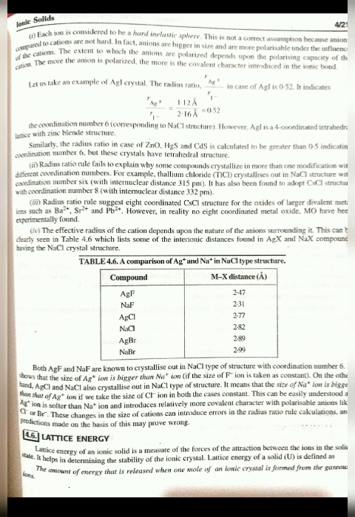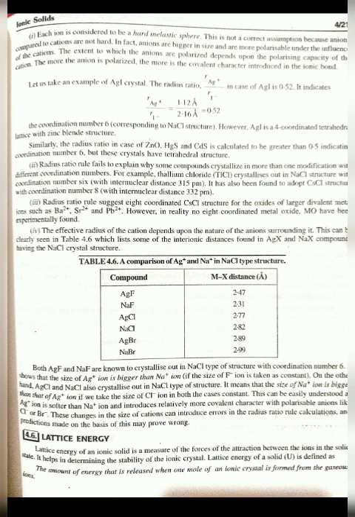Fourth, the effective radius of the cation depends upon the nature of the anions surrounding it. This can be clearly seen in table 4.6, which lists some of the inter-ionic distances found in AgX and NaX compounds having the NaCl crystal structure. Both AgF and NaF are known to crystallize out in NaCl type of structure with coordination number 6. It shows that the size of Ag+ ion is bigger than Na+ ion if the size of F- ion is taken as constant.